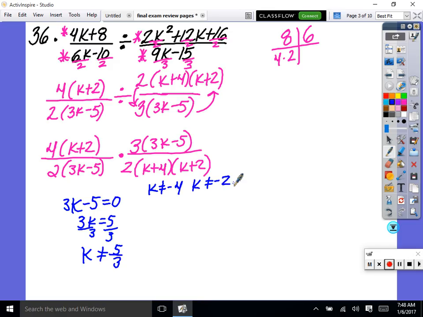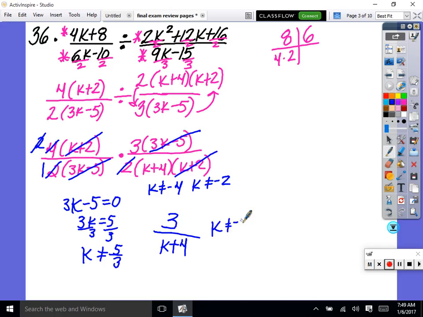So now we can divide out exact factors. We have a 4 on top and a 2 on bottom, so that becomes 2 over 1. We have a 2 on top now and a 2 on bottom, so those actually happen to divide out. Moving on, k plus 2 and k plus 2 divide out. We have a 3 on top, nothing that divides with 3 on bottom. We have 3k minus 5 and 3k minus 5. So left on top, all we have is a 3. Left on bottom, all we have is a k plus 4. That's our answer as long as k does not equal -4, -2, or 5/3.